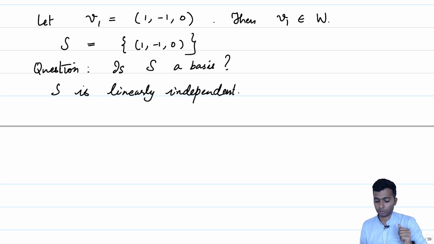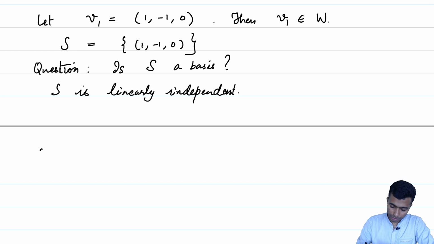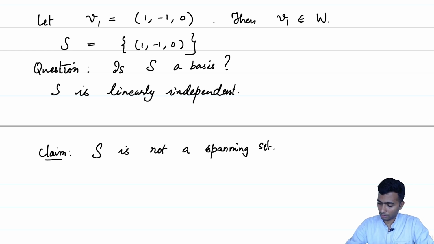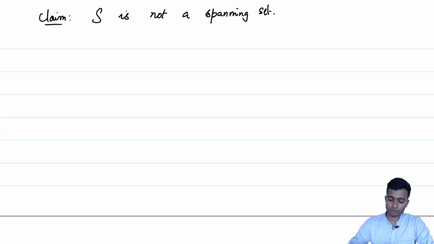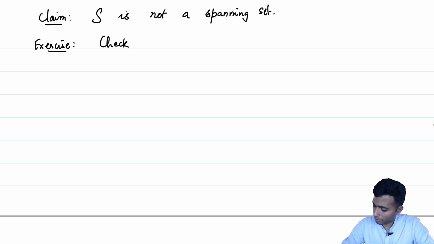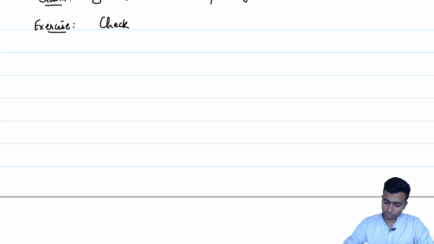Now, the question that comes up next is: is it a spanning set? So, claim: S is not a spanning set. In fact, I will explicitly give you a vector in W which is not in the span of S. Let me leave it as an exercise for you to check that our element vector was 1, minus 1, 0.